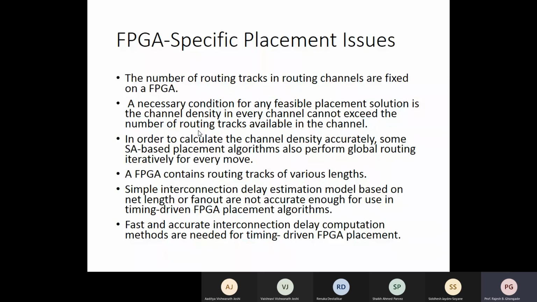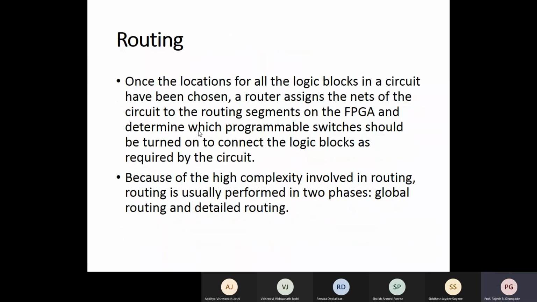So an FPGA will contain routing tracks of various lengths. This is one more problem. Simple interconnection delay estimation models based on net length or fan out are not accurate enough, specifically when we want to have timing driven FPGA placement algorithms. So this is one important aspect. Fast and accurate interconnection delay computation methods are needed for doing the timing driven placement. So that is all as far as the placement is concerned.